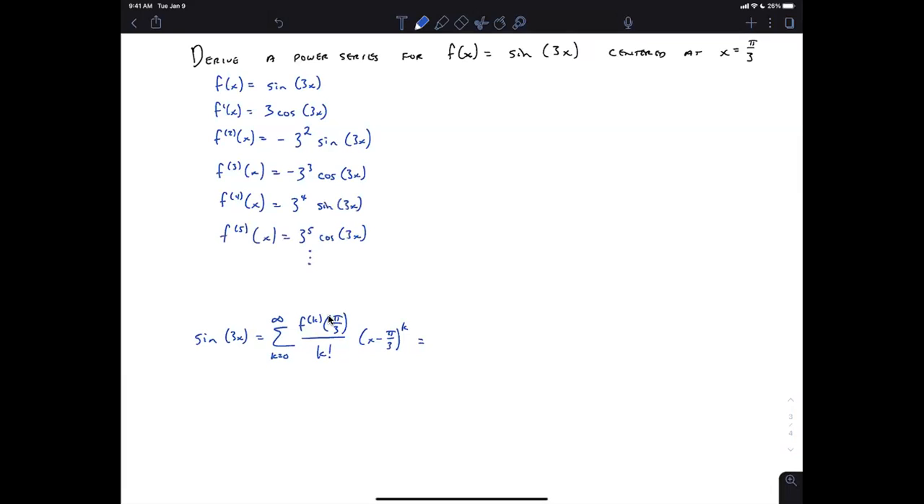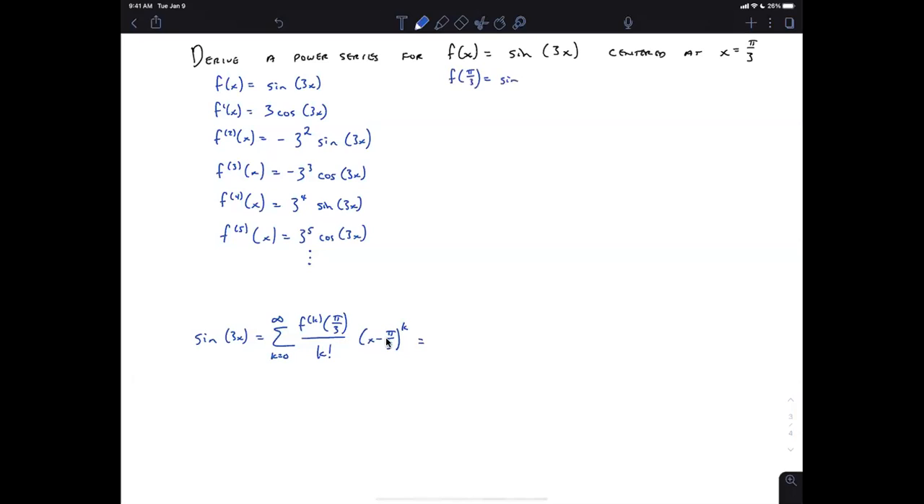So, okay, it is cycling through sine, cosine, negative cosine, but we're getting powers of 3. So we've got 3 to the first, 3 squared, 3 to the third, 3 to the fourth, 3 to the fifth. Back up here is 3 to the 0, which is good. So that also fits the pattern. And so now what we want to do, though, is plug in pi over 3 for all of them. So we're going to go through and now do f of pi over 3.